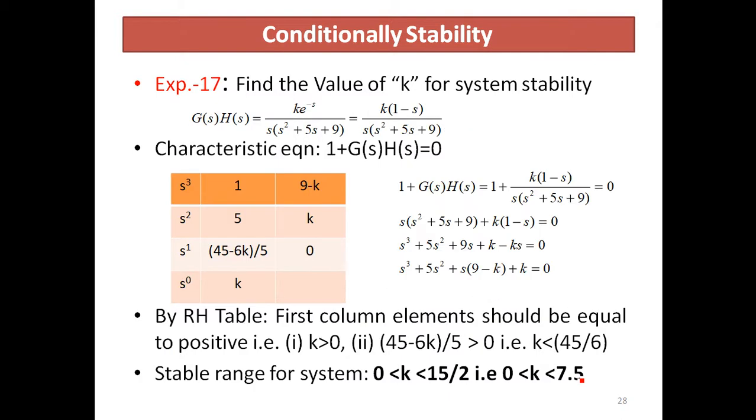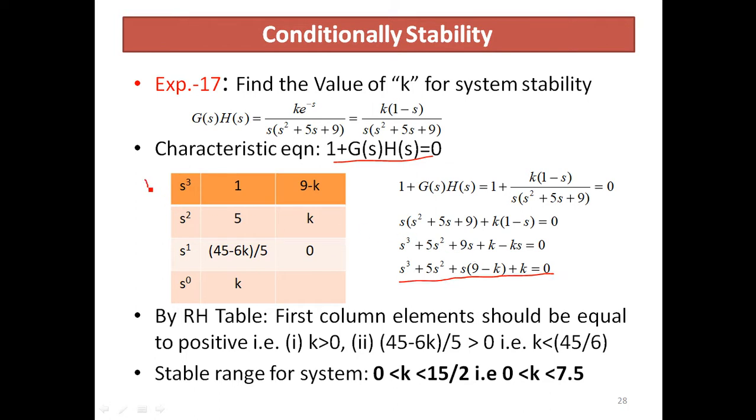Now, in this example again we have considered a system with e to the power minus s. On linear approximation of e to the power minus s, it is 1 minus s. And on solving, the characteristic equation would be s cube plus 5s square plus s times (9 minus k) plus k equal to 0.